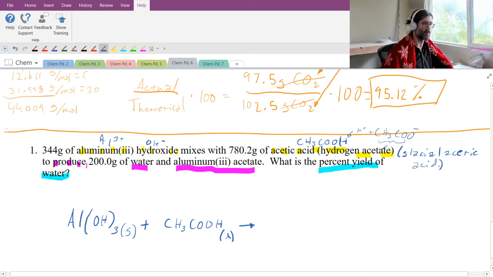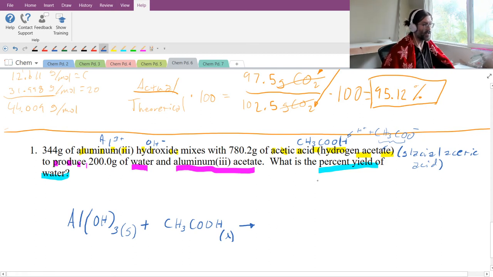This is not your friendly household vinegar. This is acetic acid with no extra water. So it's a liquid and not aqueous, because there is no water in this acetic acid. It's just acetic acid. And it will catch fire, and the liquid itself can cause some pretty serious burns if it touches your skin.